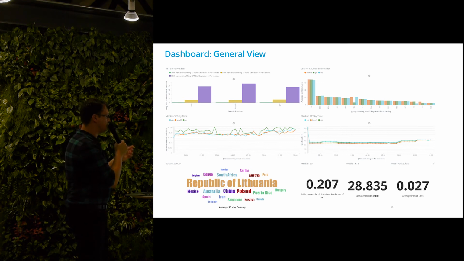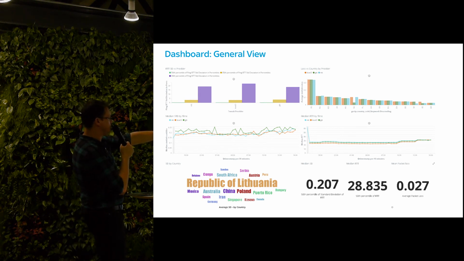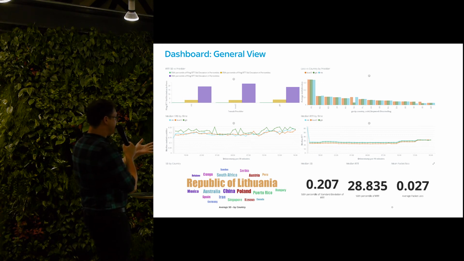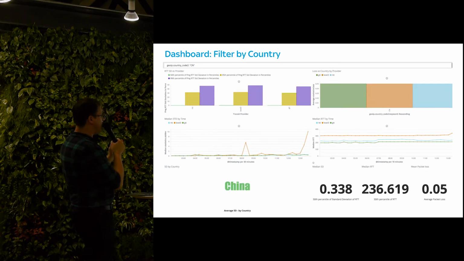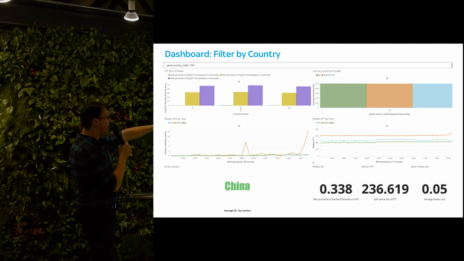And this timeline shows you how it progresses during the day. If you see, for example, this orange line is slightly better for medium RTT. They're very close, but in general, Level 3 is slightly better. But if you ask questions like, I want to look at China by country, you see there is a 300 round trip time for medium for Level 3, but NTT and GTT are better, almost 100 milliseconds better.